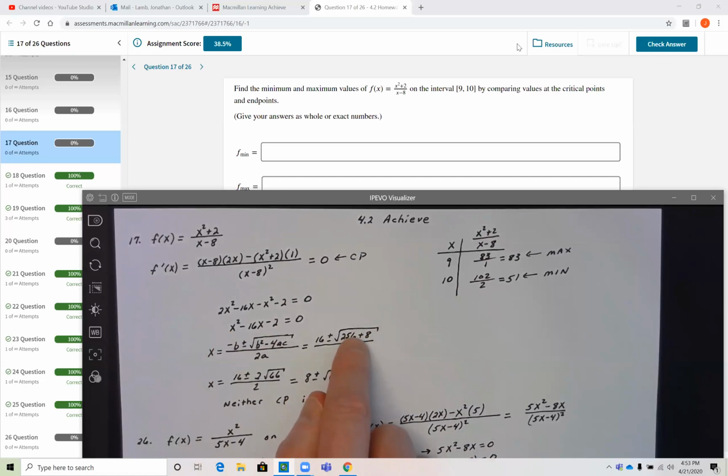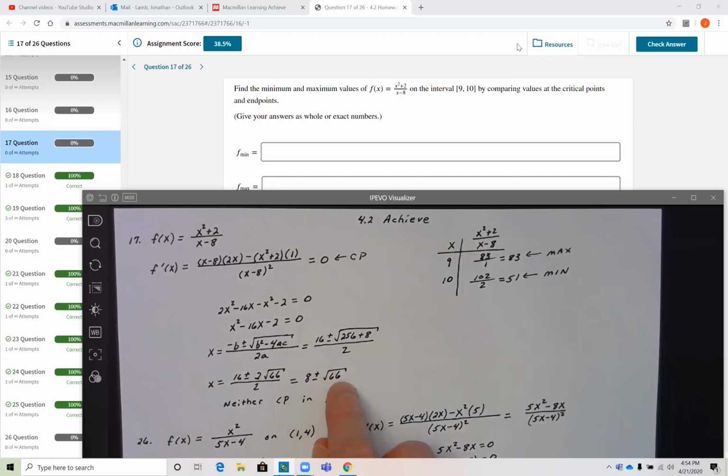Now that square root of 264, I went ahead and said, well, that's nothing more than 4 times 66. And then the square root of 4 comes out as a 2. So I have the square root of 264 simplified to 2 root 66. Now I see that this 2 in the denominator can distribute into both terms in the numerator. And this critical point simplifies to be 8 plus or minus the root of 66.